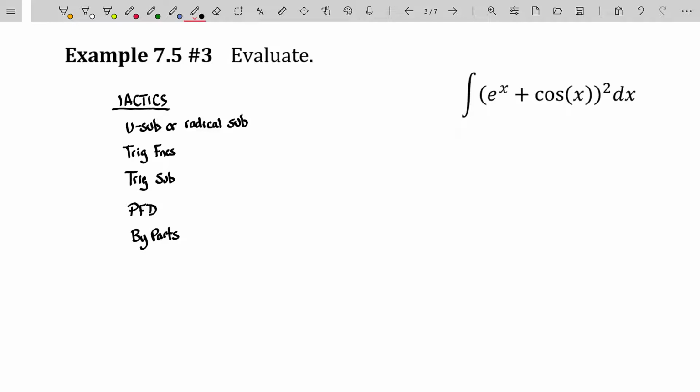All right, our next integral is this guy right here. And this one, again, I just pre-listed out all the tactics here. And I don't think a u sub is going to be very helpful. So I'm going to immediately cross that out. This is one of those rare times where a u sub just will not help. Also, trig functions will be helpful in a bit.